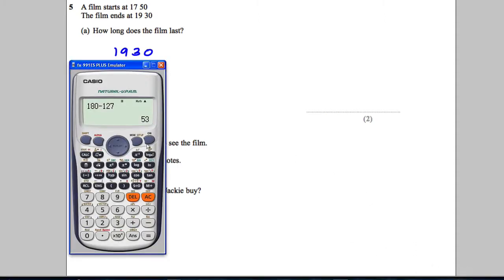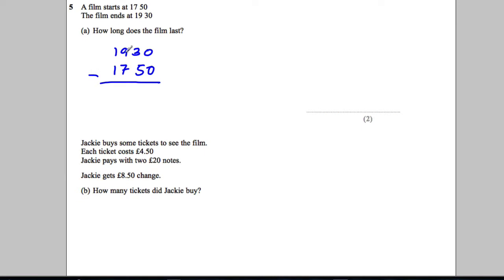And what they do is they get their calculator out and they go 1930 subtract 1750 and the answer is 180. So they would say that the film lasts 180 minutes or hours or something like that. Now that's totally wrong because in the 24-hour clock these are your hours and these are your minutes. So I'd rather think of it as follows.